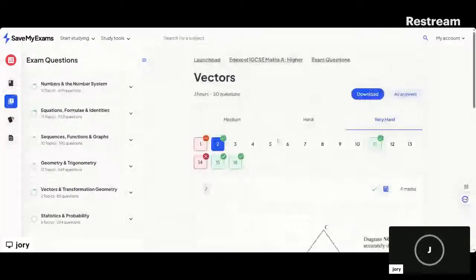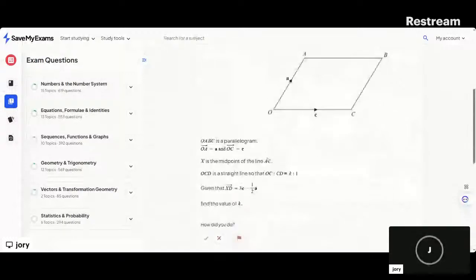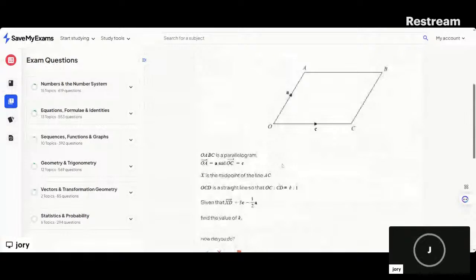I want one where it's 5K. Okay, this one seems hard. It's 4 marks. OABC is a parallelogram. OA is A, OC is C. X is the midpoint of AC. X is the midpoint of line AC. OCD, where's D? Is a line so that OC and CD is K to 1. Given that XD is this many, find the value of K.